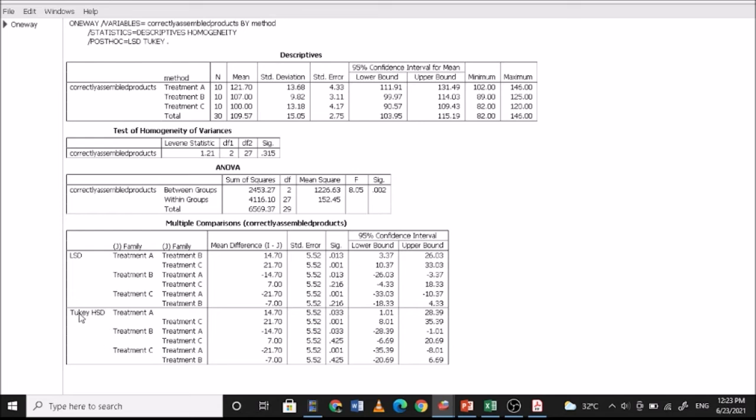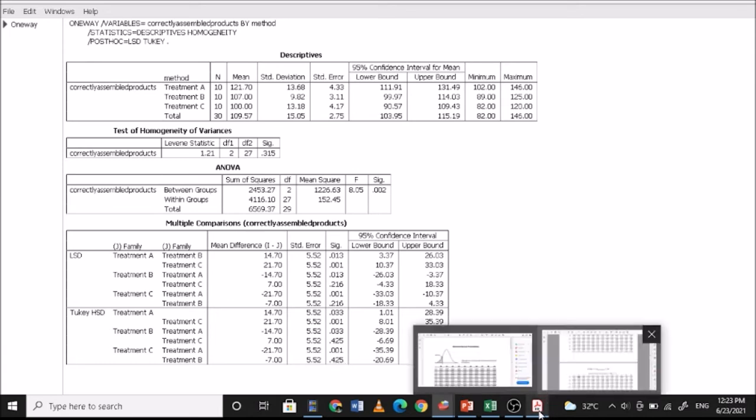And if you look at Tukey, you also get the same results. So for treatment A and treatment B, there is significant difference, and treatment A and treatment C, there is significant difference. But for treatment B and treatment C, there is no significant difference.